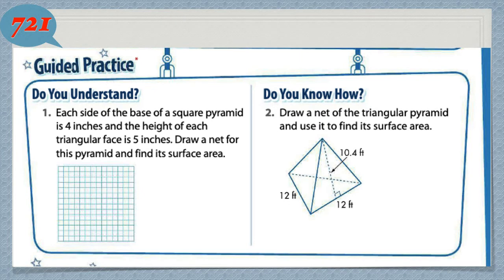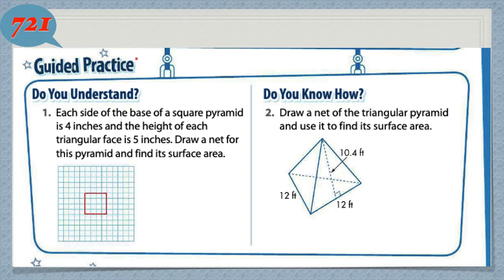Okay, let us answer page 721. Question 1. Each side of the base of a square pyramid is 4 inches and the height of each triangular face is 5 inches. Draw a net for this pyramid and find its surface area. So, it is again a square pyramid with a square base with lengths of 4 inches. So let us draw that first. The base is 4 inches.